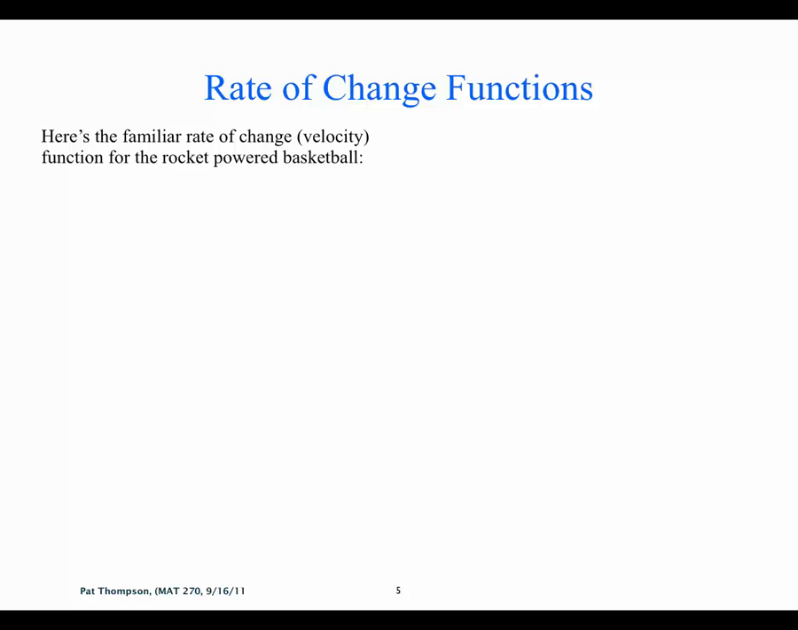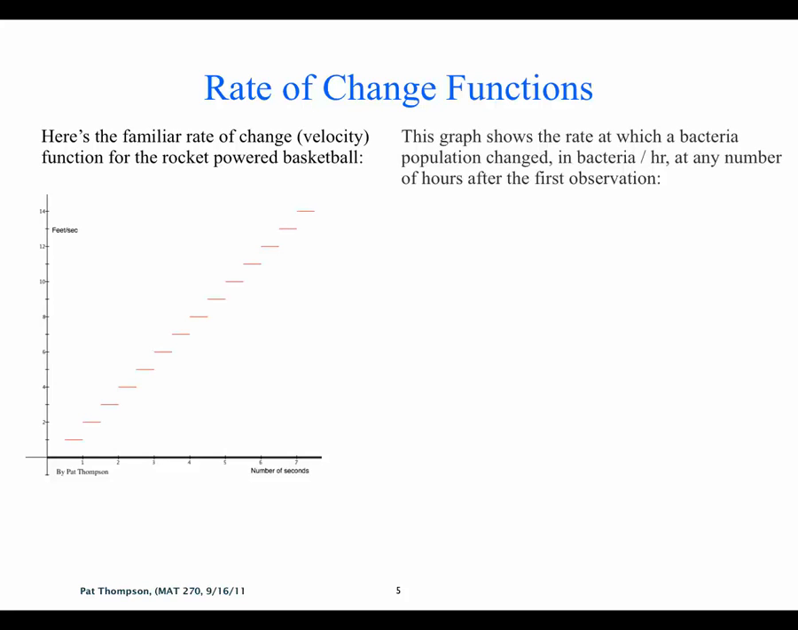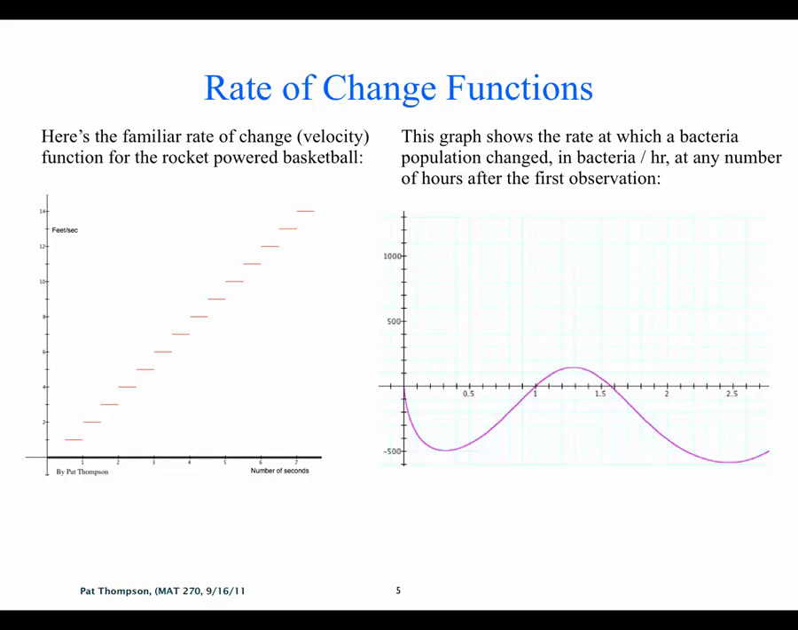Okay, so some rate of change functions. Here's the familiar rocket basketball rate of change function. And here's a new rate of change function. This graph shows the rates at which a bacteria population changed, in bacteria per hour, at any number of hours after the first observation. These are not our side-by-side graphs. These are both rate graphs from different real-world applications. That's the rate graph from the rocket power basketball, and here's a new rate of change graph for a bacteria example.